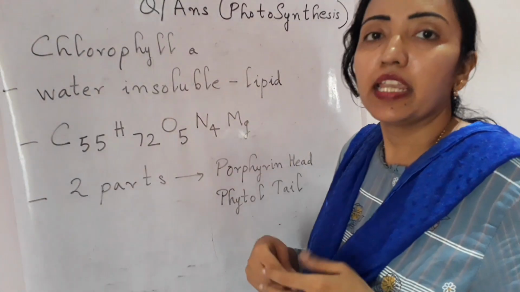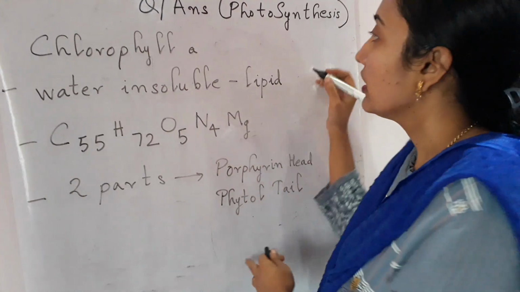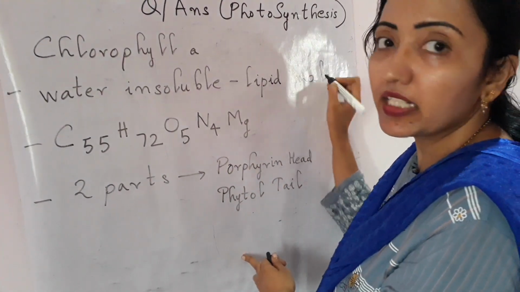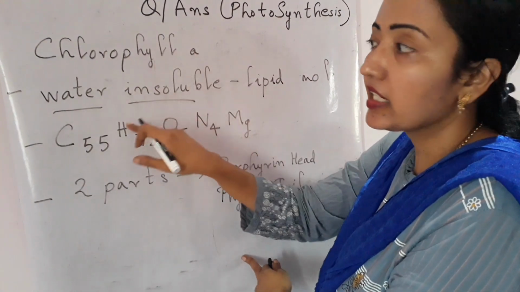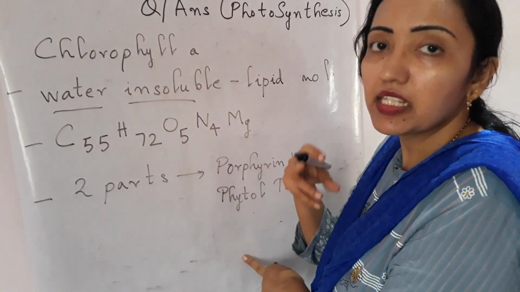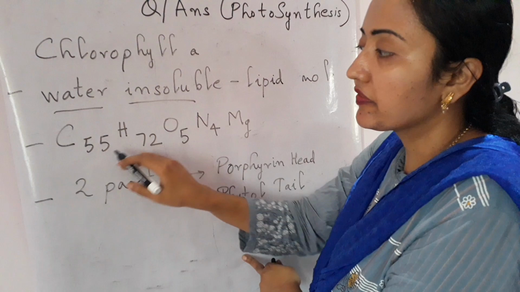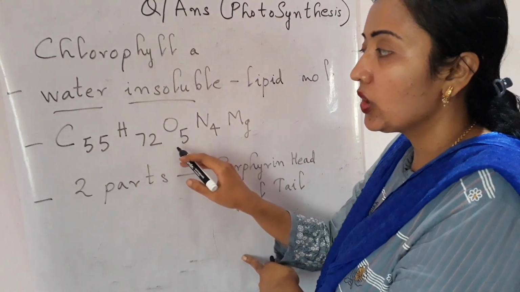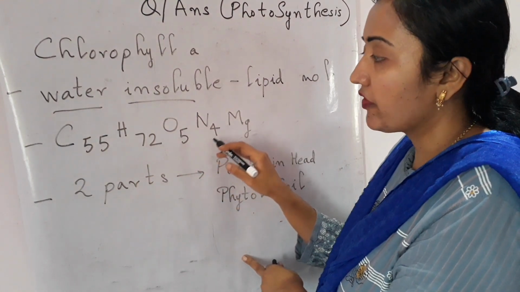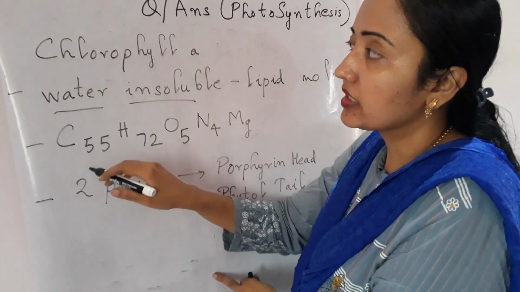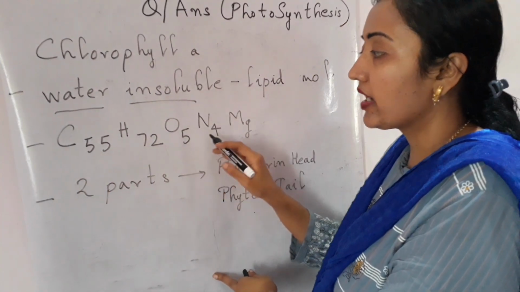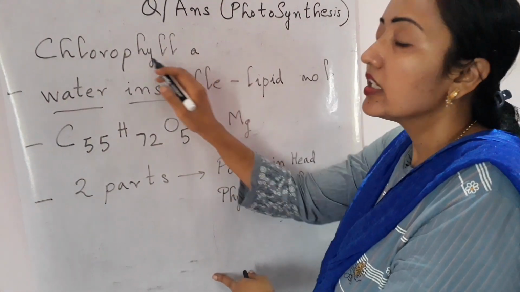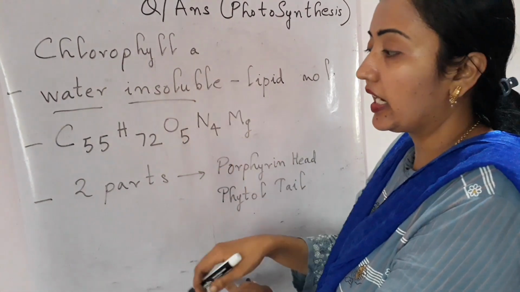Now chlorophyll A is a lipid molecule. All the pigments are lipid molecules, so it is water insoluble. Chlorophyll A is water insoluble. Let us see the chemical formula. C55H72O5N4Mg is the chemical formula of chlorophyll A.